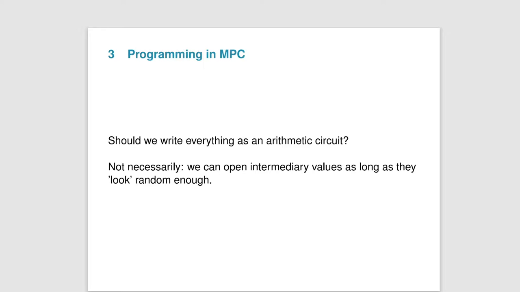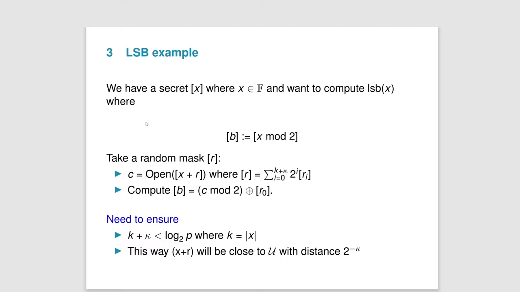So let's take the least significant bit example. In this example, we have an x in the underlying finite field, and x is a secret value. What we want to compute is this b, also a secret value, holding the least significant bit of x. To do so, we take a random mask R for which we know the bit decomposition, and then mask the x value using this R. We can then open this, because basically this C is a one-time pad of x. Using this C in the clear, we can compute the least significant bit of C and XOR it with the least significant bit of our mask R, of which we knew the bit decomposition by construction.